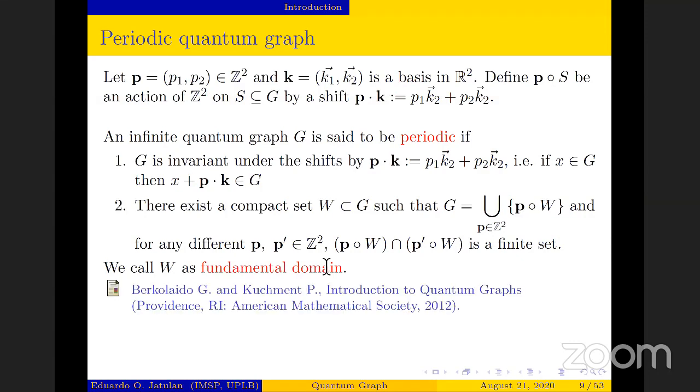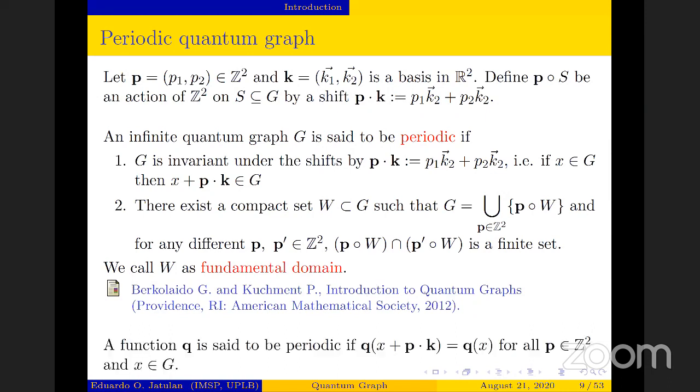Okay. So as I've said, we have a general definition for periodic quantum graph, so we can refer to this book. This is a comprehensive introduction to quantum graphs. And a function Q is said to be periodic if we have this Q of X plus this translation just equal to Q of X for all P in Z2 and X in our graph.